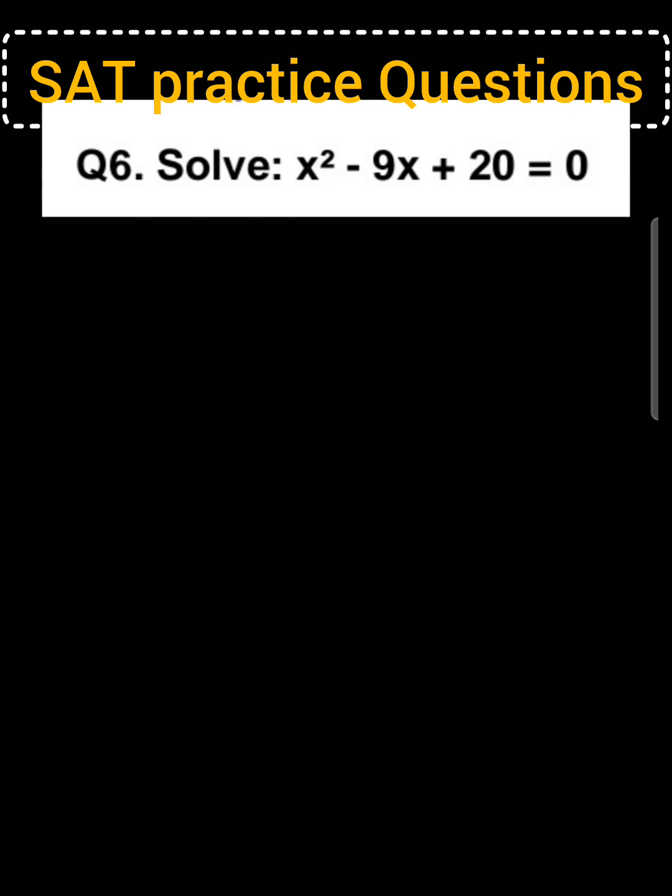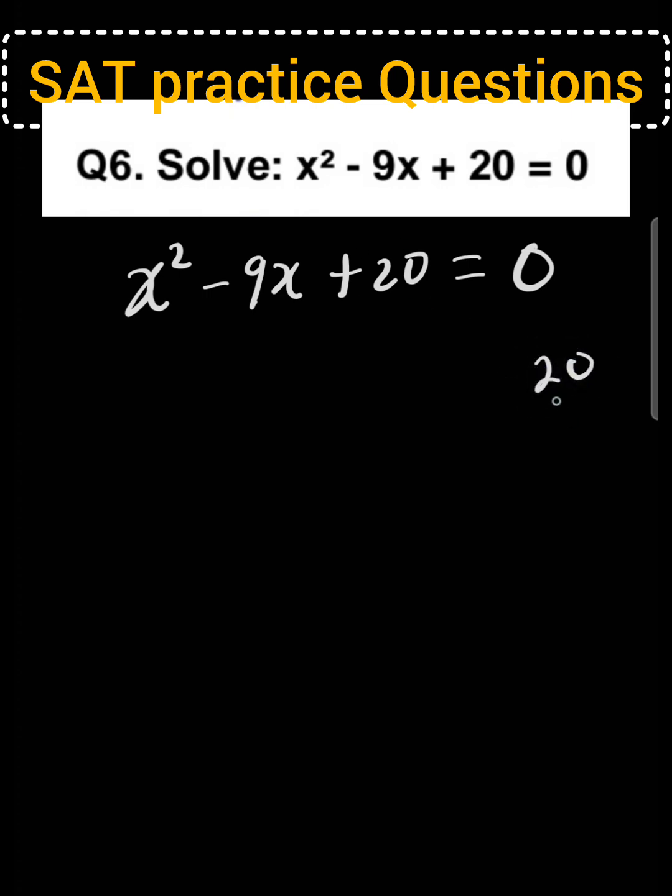So in this quadratic equation, we're given x squared minus 9x plus 20 is equal to 0. We're going to focus on the constant, which is 20. We're looking for two factors of 20 that multiply to give 20 and add together to give the middle coefficient, which is -9. So 5 and 4 are factors of 20.